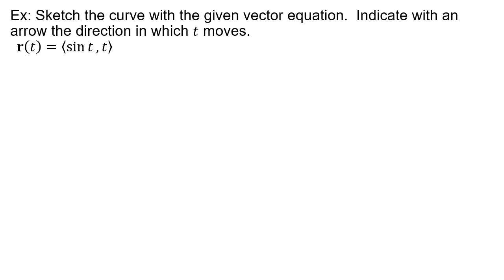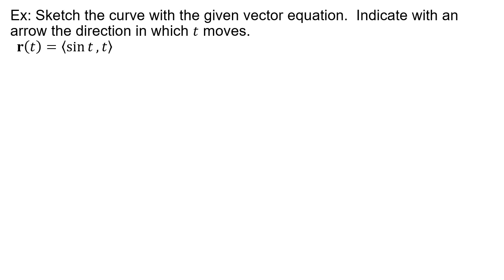So let's do an example then. We'll start in 2D and then I'll do a 3D example for you. I want you to sketch this curve with the given vector equation and then indicate with an arrow the direction in which t moves. So what do we know about this? We know that the vector function is defined as r of t equals sine t and t.